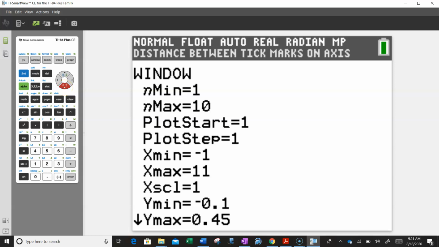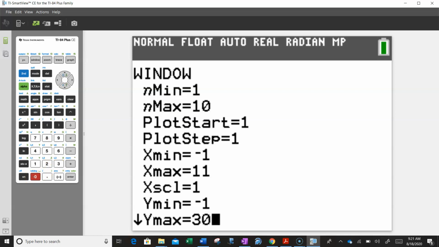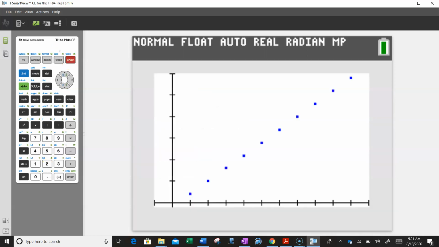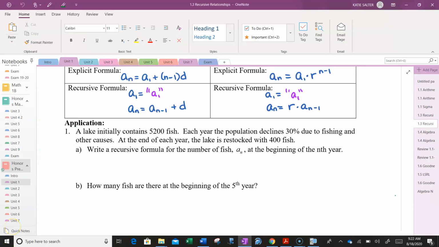terms of my sequence. And then for my y-min, I might make it -1, but my y-max, you know, it went up much higher than that. Maybe I make it 30. And I don't even know if that'll show us everything, but it'll at least show us some. And then I'm going to do my y-scale. That's up to you. You could do it by 1 or by 5 or however. And then hit graph. And that's just something you have to play with. And you can see this nice linear pattern because this is an arithmetic sequence, and an arithmetic sequence has a constant rate of change.